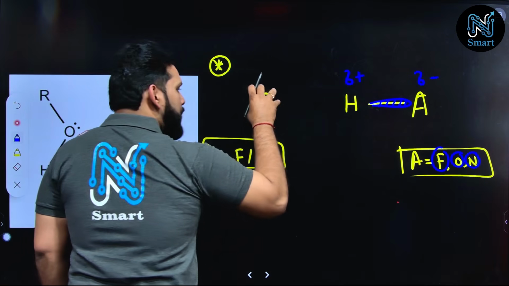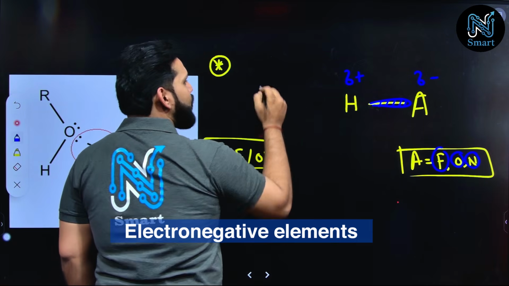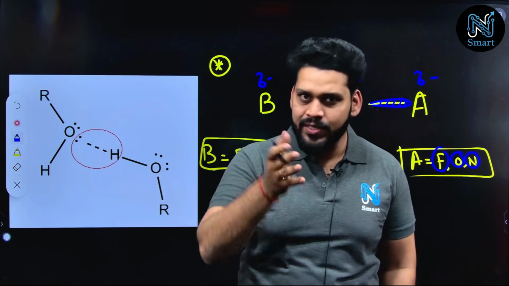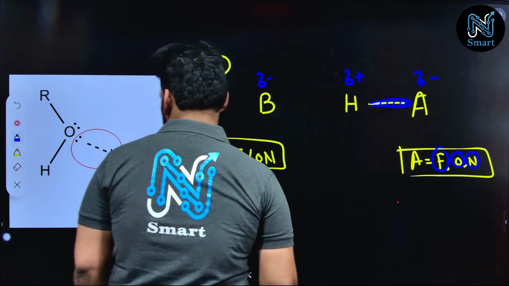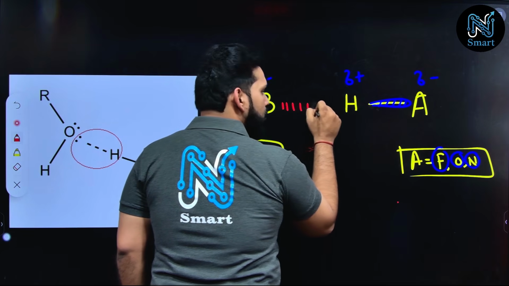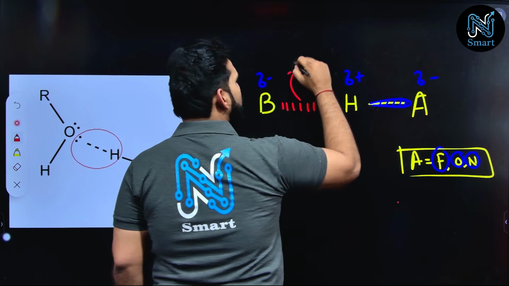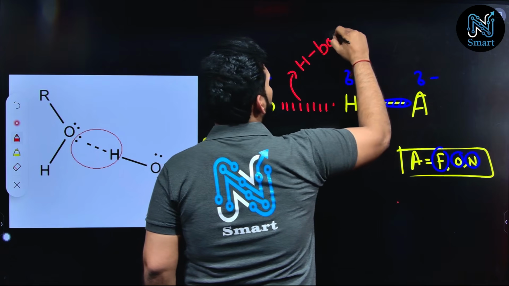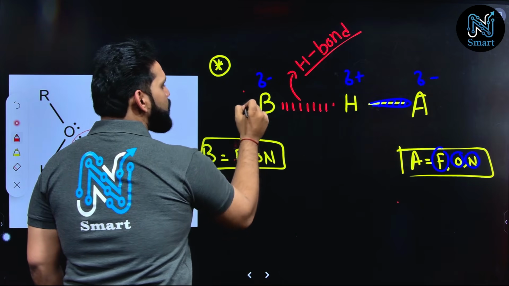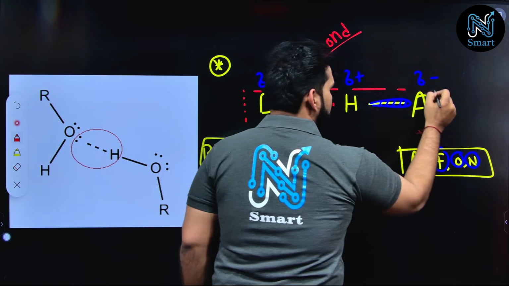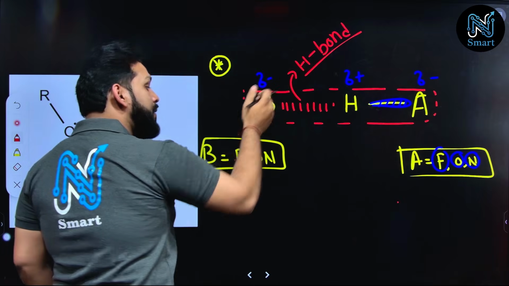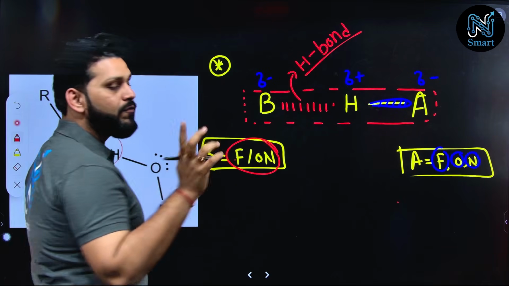Now, B, it's an electronegative element itself, so it will always be delta minus, right? Who are the delta minus elements? Whoever are electronegative, they are delta minus, no? FON are delta minus all the time, right? So considering that, in between them, the interaction will get formed. That is called hydrogen bonding. So for hydrogen bonding, the generalized version is AHB. Just remember this particular situation. AHB, where A has to be a FON element and B also has to be a FON element. Both of them have to be FON elements.